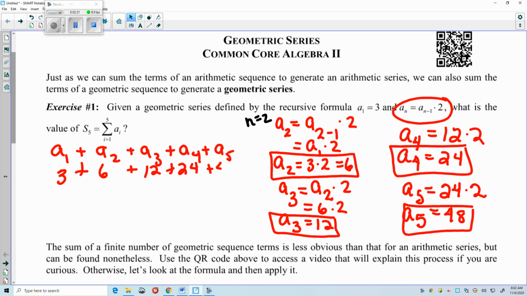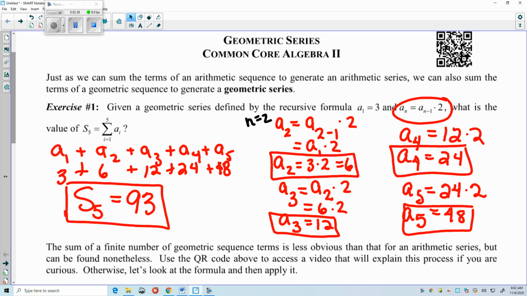So we're going to plug this in. And remember that sigma means the sum. That's why we're adding all of these terms up. If I add them all up, we find the total sum to be 93. So I can say the value of S sub 5 is going to be 93, or the sum of the first 5 terms. And this was from a geometric sequence.